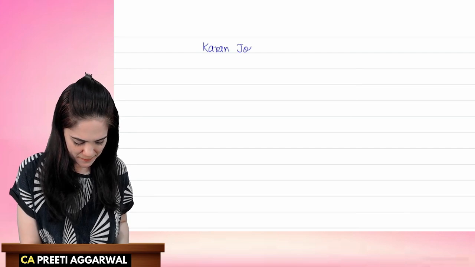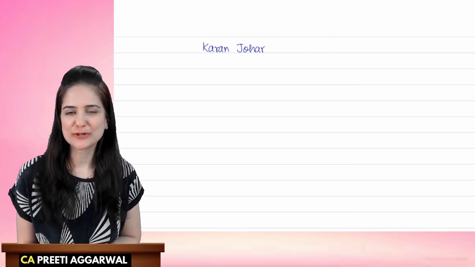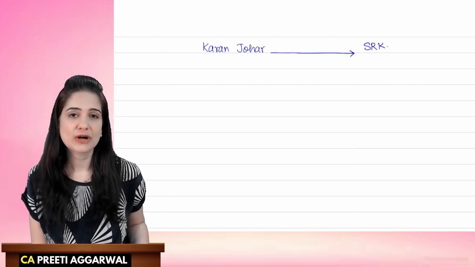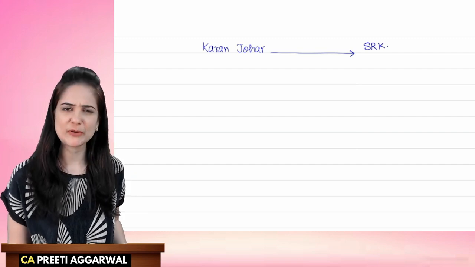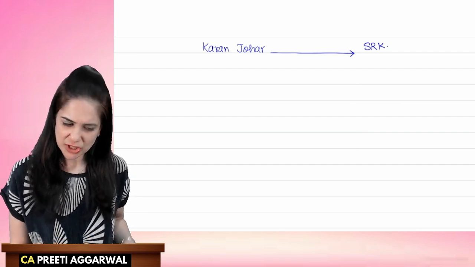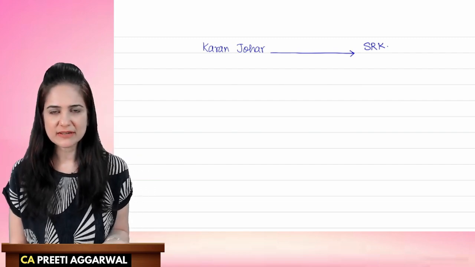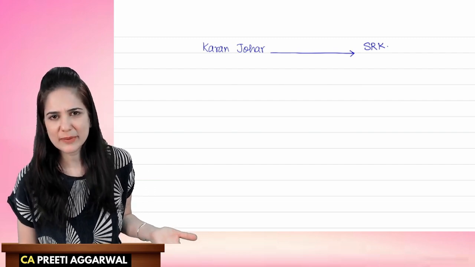Let's say Karan Johar wants to make a movie बहुत कुछ होता है, which will be a sequel of कुछ कुछ होता है. So he approached his favorite actor, Shah Rukh Khan. He said, Shah Rukh, I want to make a movie, बहुत कुछ होता है, which will be a sequel of कुछ कुछ होता है. Will you act in my movie? Shah Rukh said, you leave the script, I will read it, and if I like it, I'll commit, I'll confirm.